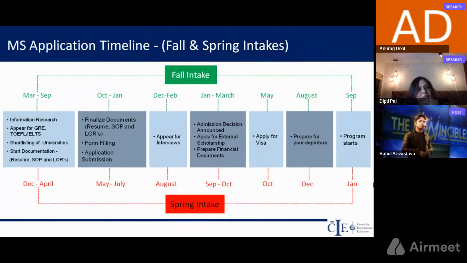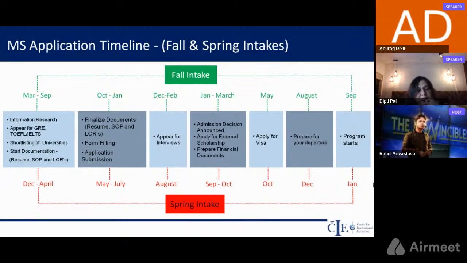So this is how the fall intake application begins. For the spring also, spring starts in Jan. So again, for spring we would advise you to submit all your applications latest by May or July, which is a time where you have to submit all your applications and then follow with the other process.